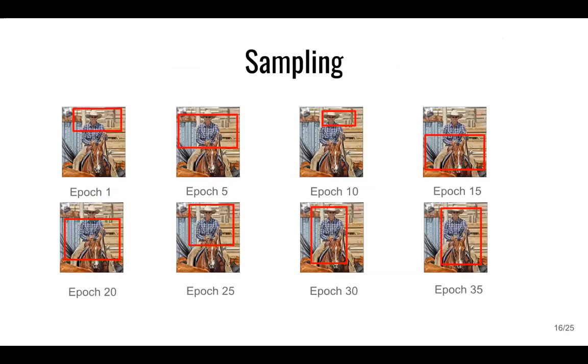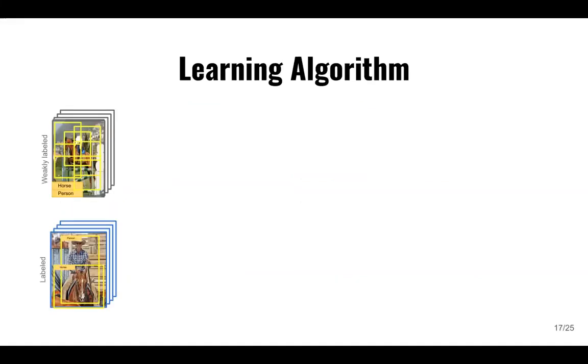And here I show a demo of how this is evolving with the epoch. So right from the beginning, it starts at a random location because the score is initialized to zeros. And as time goes, it converges to some meaningful location for this class. Now we'll see this learning algorithm in detail.